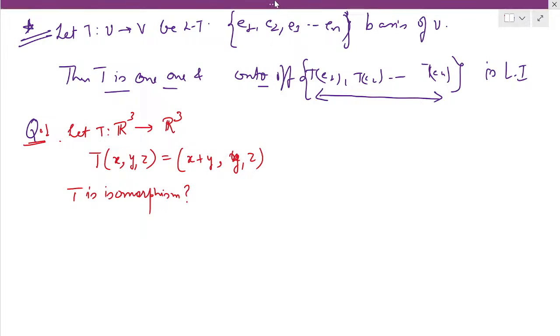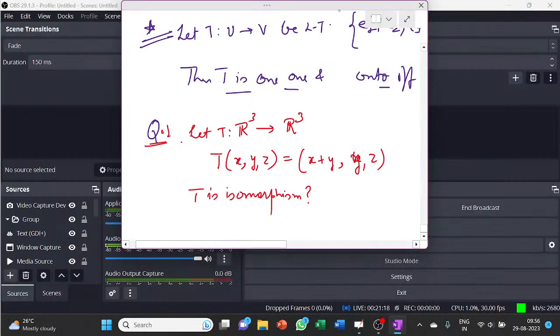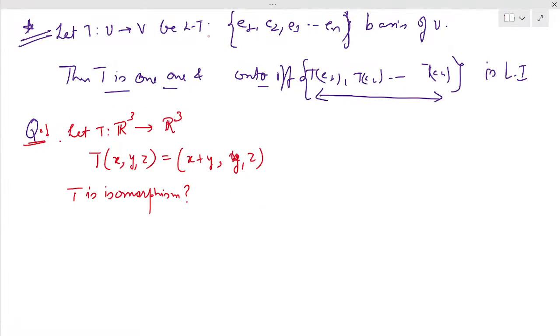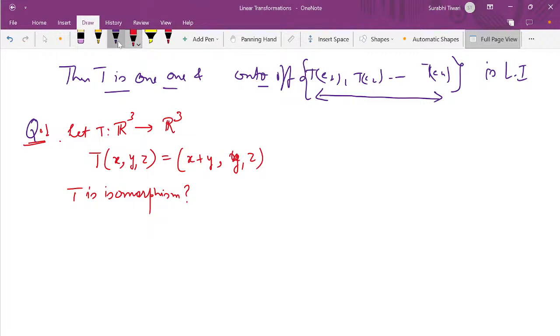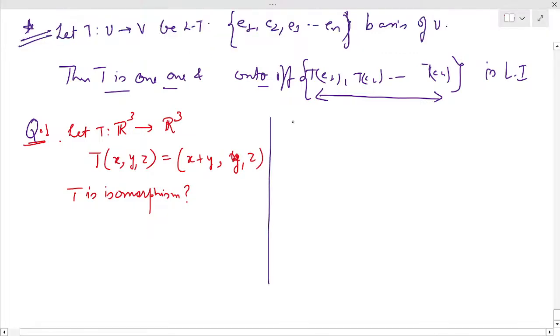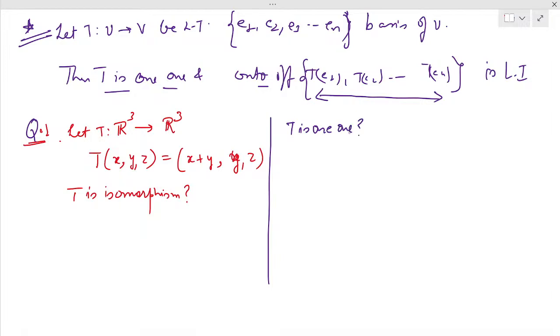See, the first thing that you need to check for isomorphism is whether they are 1-1 or not. So I'll write it here. The first thing you have to check is that T is 1-1 or not. How did you check in standard 12? You used to take two different things, let's say x comma y comma z, and another thing, x dash y dash z dash.